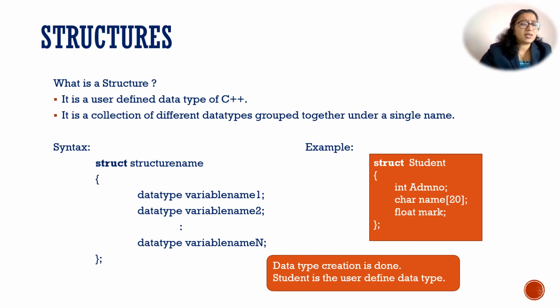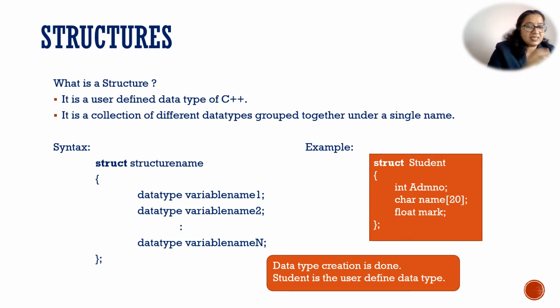Okay, and what is the speciality of the structure? That is in the second point. It's a collection of different data types grouped together under a single name. What is the meaning? Collection of different data types. Integer, character, float, all this together we can group and give a single name for that. That is the speciality of structure.